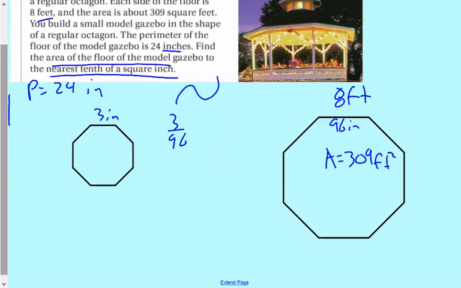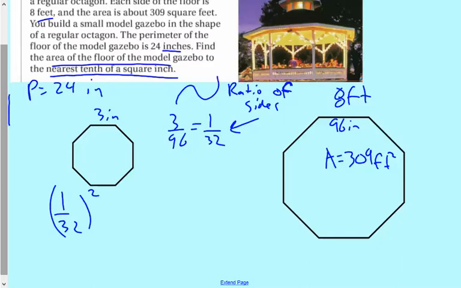which is 1 over 32. So this is the ratio of the side lengths. And then I want to know the ratio of the areas. Well, 1 over 32, and I'm going to square that. This is going to give me the ratio of the areas. That's 1 over 1024. So this is the ratio of areas.